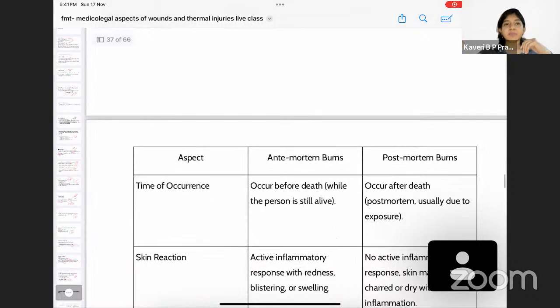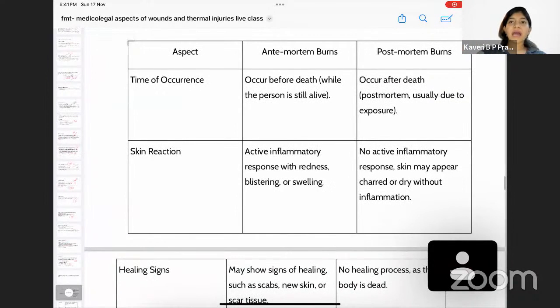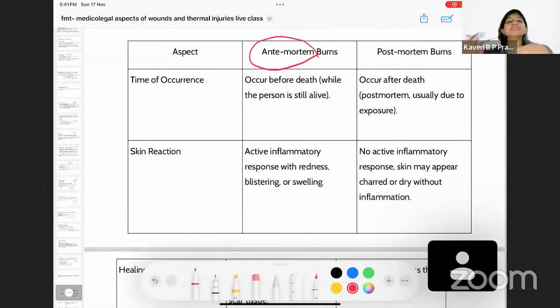Now, coming to the next question, we'll be discussing the difference between antemortem as well as postmortem burns. So coming to the antemortem burns, number one, time of occurrence. So ante, as the name suggests, what do you understand by antemortem? It means before death. Postmortem means after death. Therefore, time of occurrence of an antemortem burn is before death.